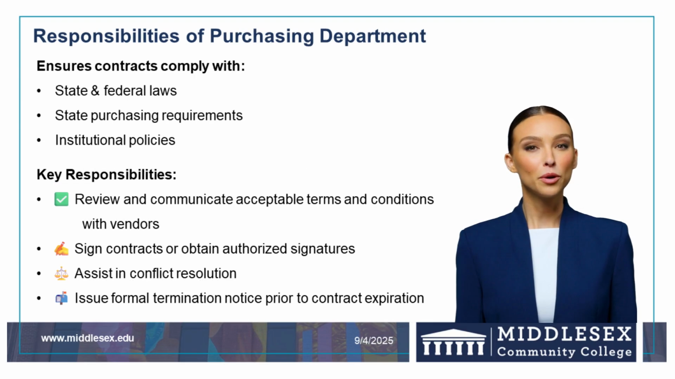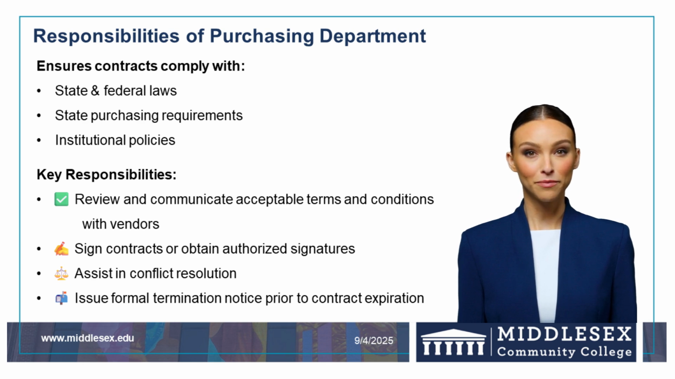Now let's look at the role of the purchasing department in the vendor contract process. While departments initiate contracts based on their needs, purchasing ensures those contracts meet all legal and institutional requirements before they're finalized. Compliance oversight. Purchasing is responsible for ensuring that every contract complies with state and federal laws, state purchasing requirements, and the institution's internal policies and procedures.